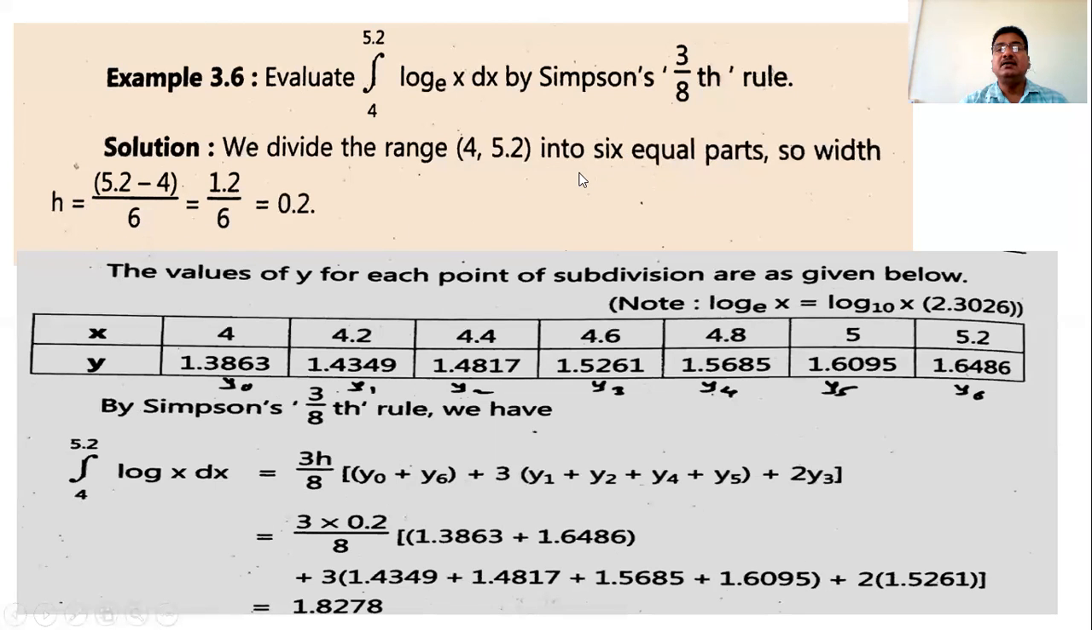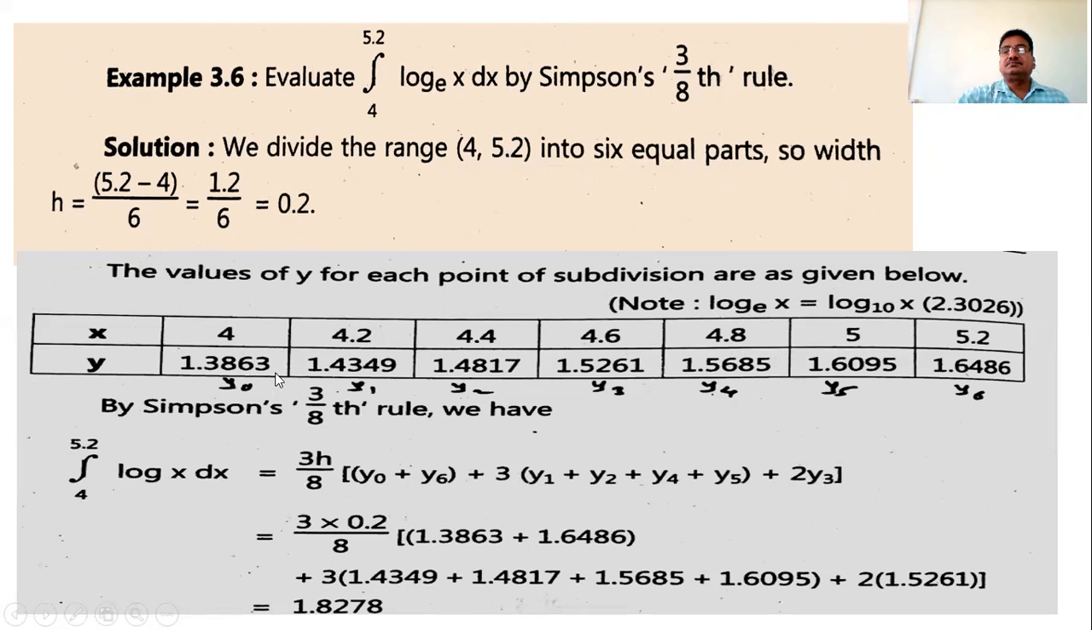Why do we divide this interval into 6 equal parts? Because we have to use Simpson's 3/8 rule, and therefore n must be a multiple of 3. The number of subintervals must be a multiple of 3, and 6 is a multiple of 3, and therefore we have h equal to 0.2. And then prepare the table.